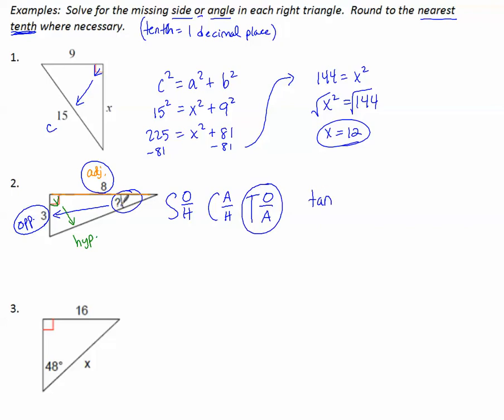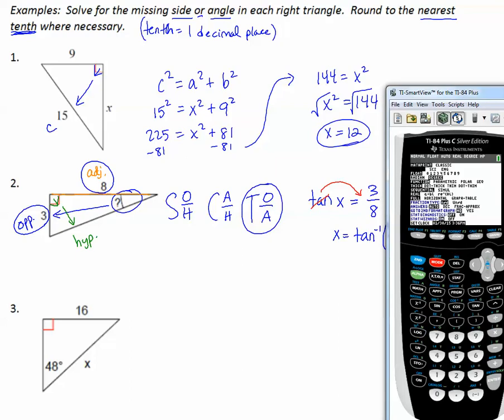I don't know the angle, so I can call it an x. Tangent of x equals opposite over adjacent, so 3 over 8. When I don't know the angle, I need to get it to the other side by using the inverse. So I write x equals inverse tangent of 3 over 8. Now I can go to my calculator and do second tangent 3 divided by 8, enter. If I'm rounding to the nearest tenth, here's the tenths place, the 5 makes this go up, so 20.6.